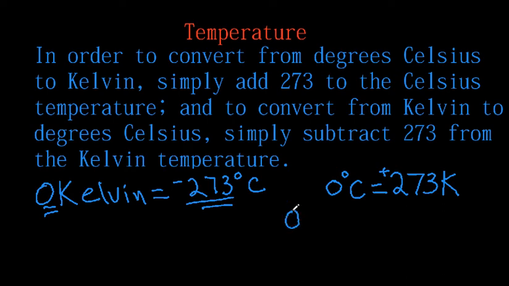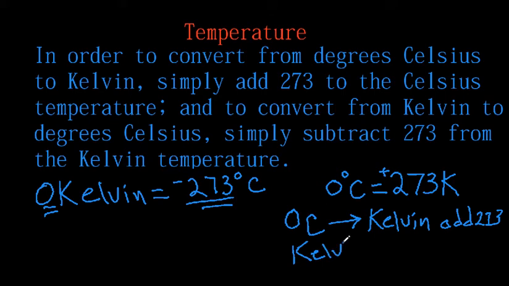When you're going from degrees Celsius to Kelvin, what do you do? You add 273. And when you're going from Kelvin to degrees Celsius, you subtract 273. Alright, so that's how you convert between Celsius and Kelvin.